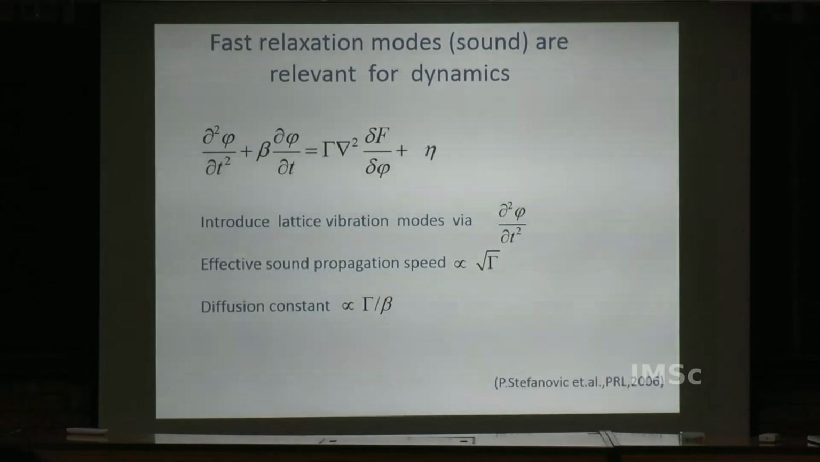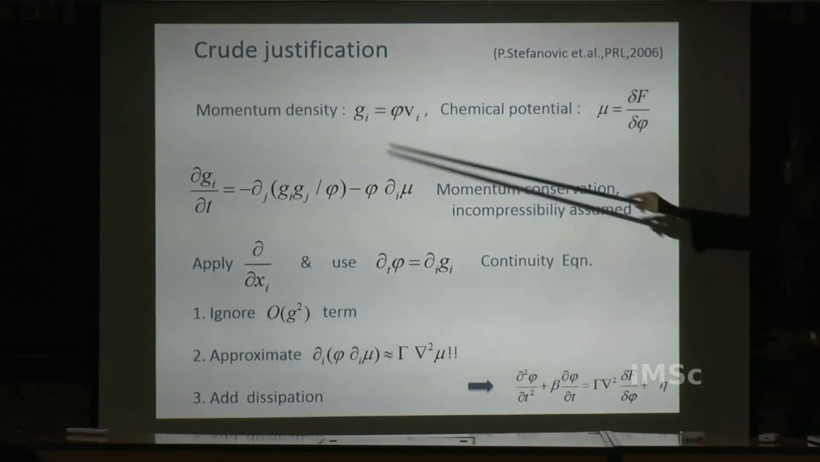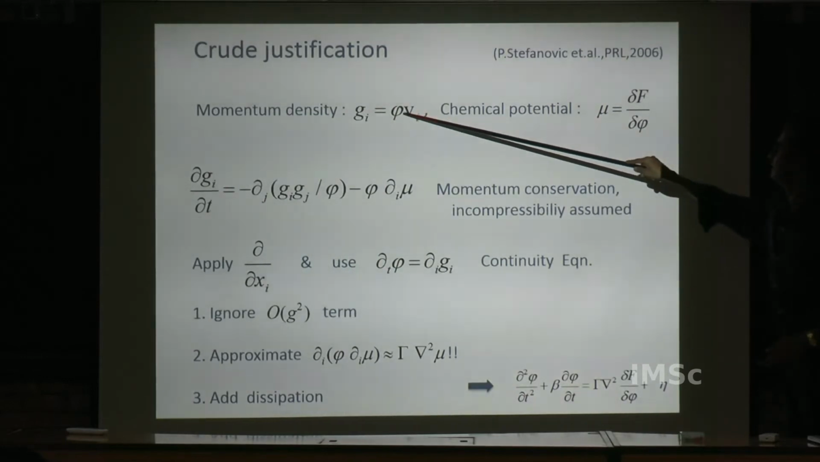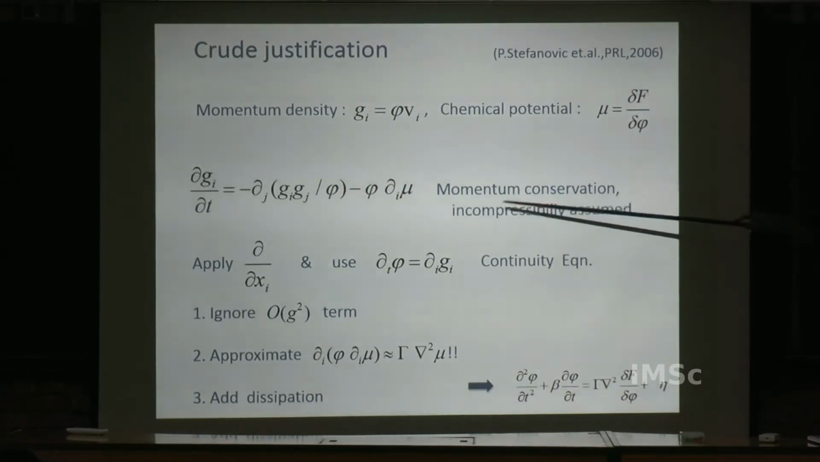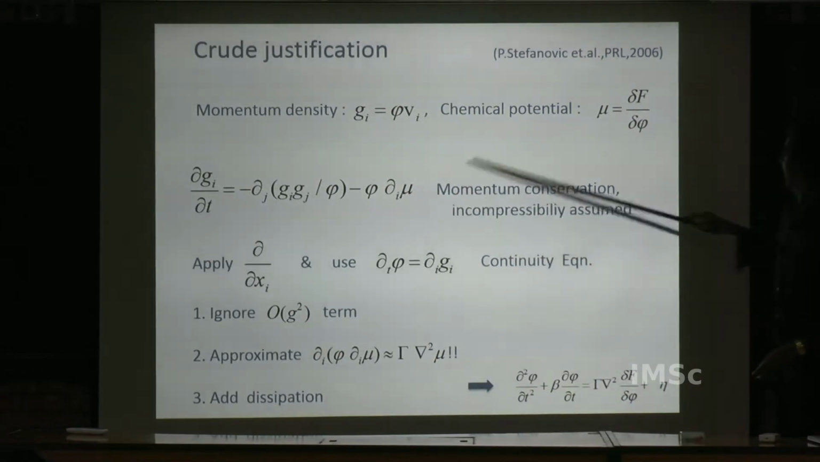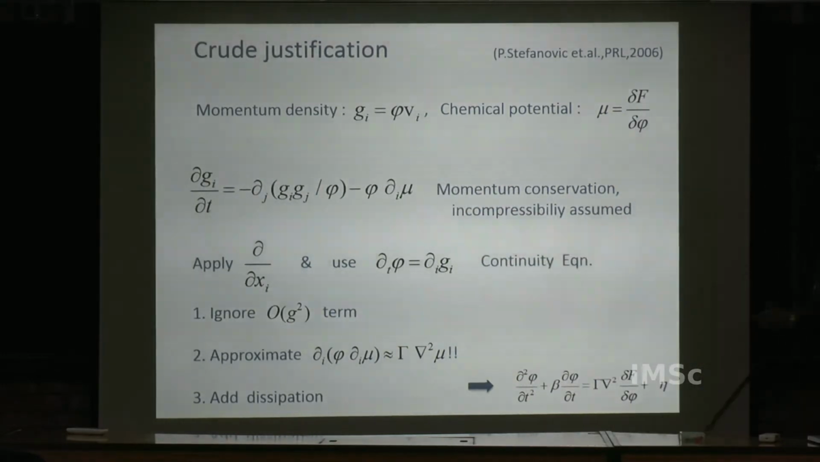Now coming to the justification of it. The justification is rather loose, I should say. So think of the momentum density, which is g, and this is the density, this is the velocity, and the chemical potential is this. So it's kind of a thermodynamic force coming from the free energy. So this is the momentum balance equation, and I have also assumed incompressibility, that is, the divergence of g is 0, the divergence of v is 0. Now this is the thermodynamic force, and these two together are coming from momentum conservation.